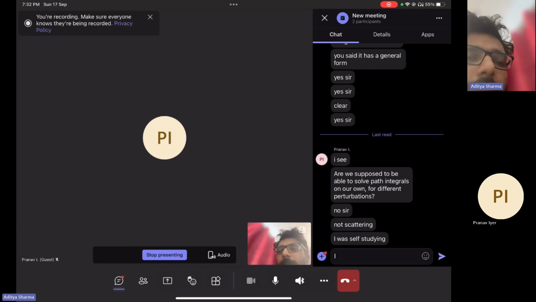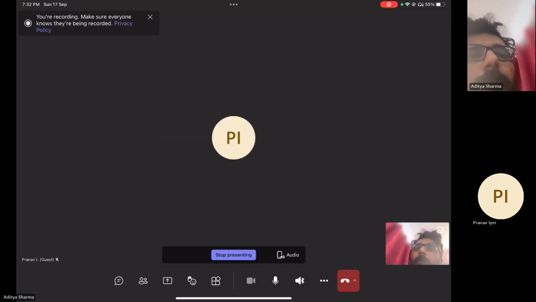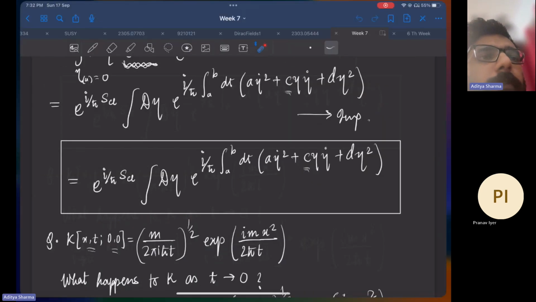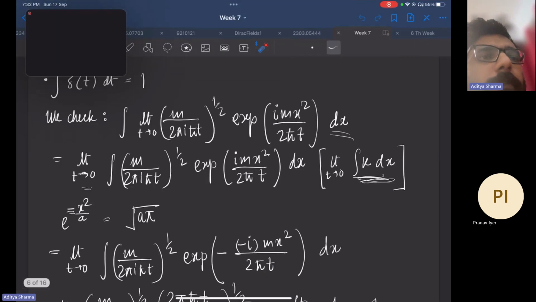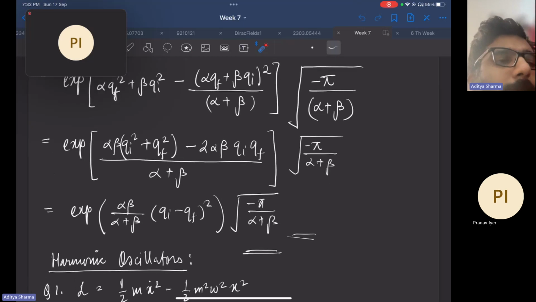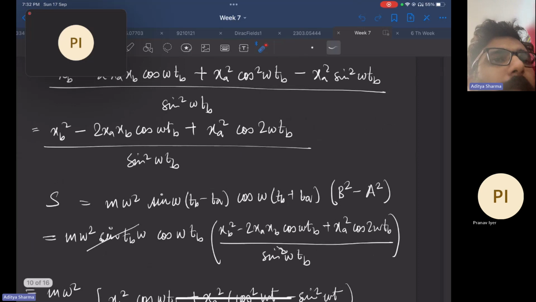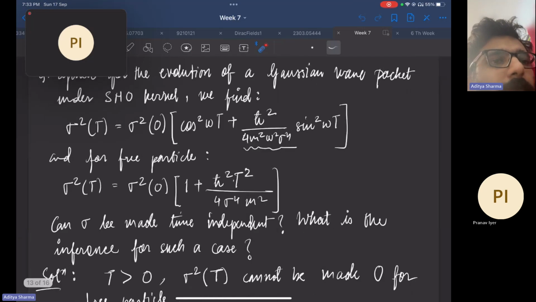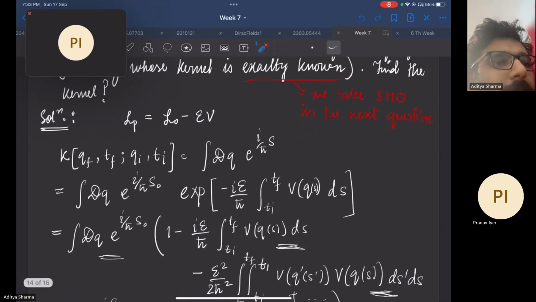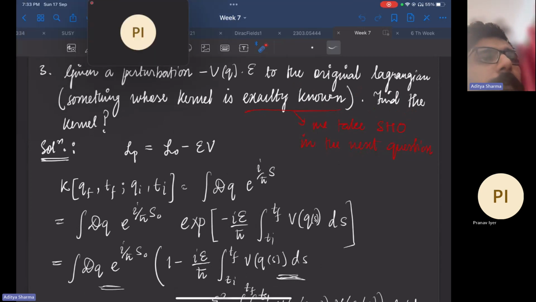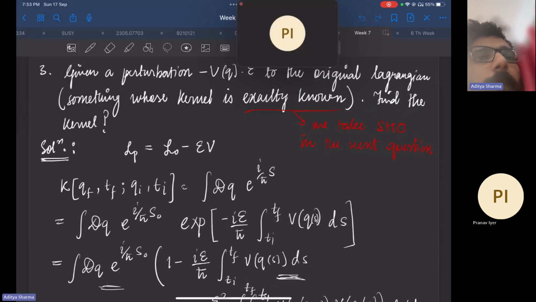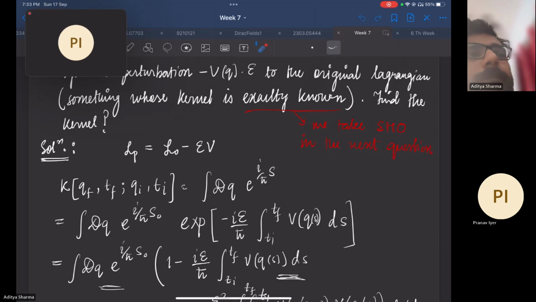Yeah, for different, but to solve for perturbations, there is a way. The way to solve for perturbations: you may not be able to solve anything exactly. So what we do is some kind of series expansion. That is what I was talking about here. Just 30 minutes back, I did this question.